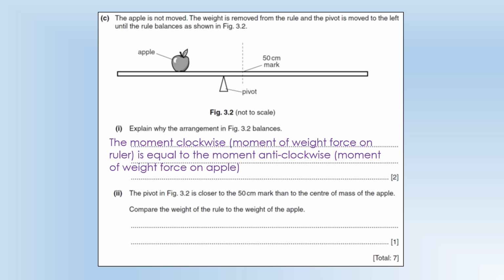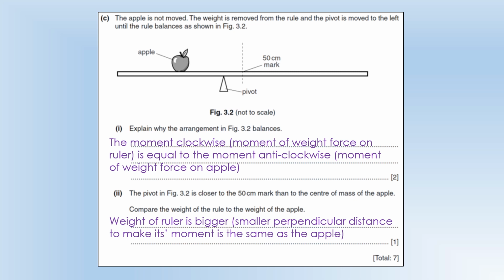Okay, so the pivot is closer to the 50 centimeter mark than to the center of mass of the apple. Compare the weight of the rule to the weight of the apple. Okay, so the weight of the ruler is bigger because if it's got a smaller perpendicular distance, to make its moment the same, it must have a bigger force, so that the force times the distance come out as the same value for both of them. Okay.